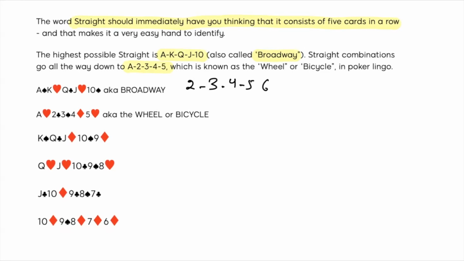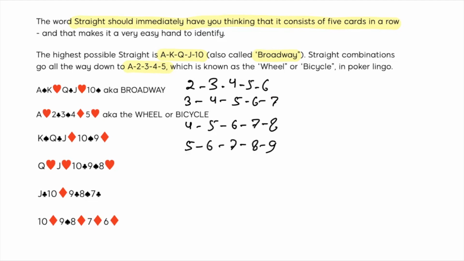You can start from 3, 4, 5, 6, and 7. You can have 4, 5, 6, 7, 8. Then 5, 6, 7, 8, 9. Then you can start from 6, from 7, from 8, from 9, and you can start from 10 also. So all of these types of combinations will be called a straight.